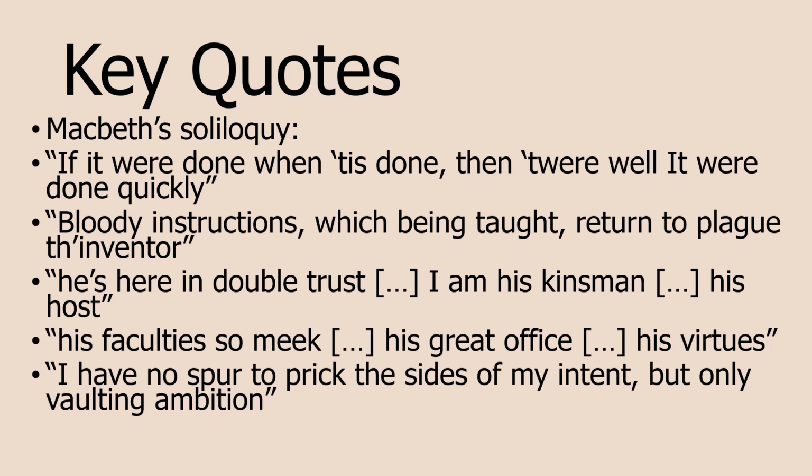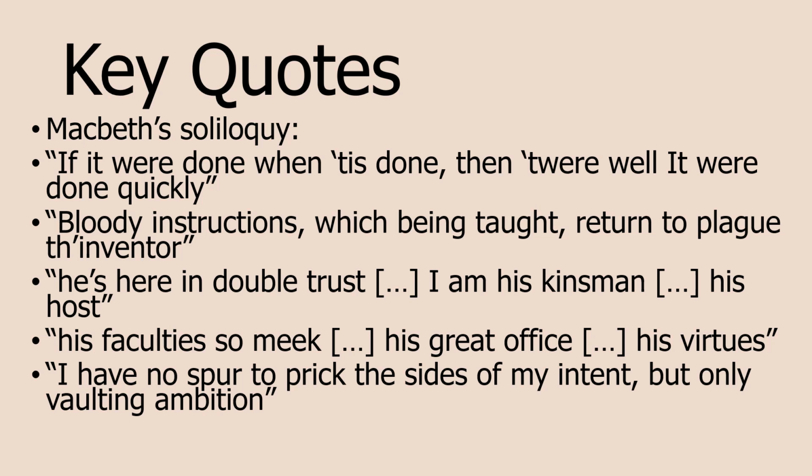Macbeth says he's here in double trust. I am his kinsman, I am his host. This is the idea that Duncan trusts Macbeth twice over, and if Macbeth murders King Duncan, he breaks not only the trust of the kinsman, both of them being Scottish, but also the trust of the host, which was very important in that warrior culture.